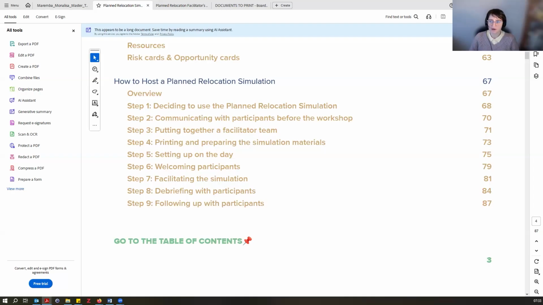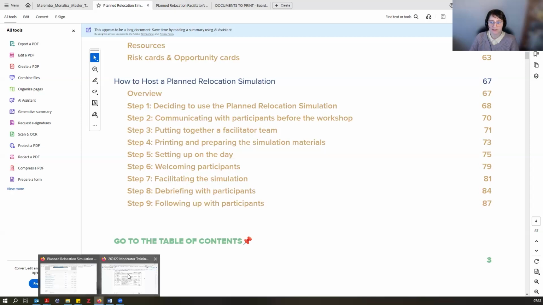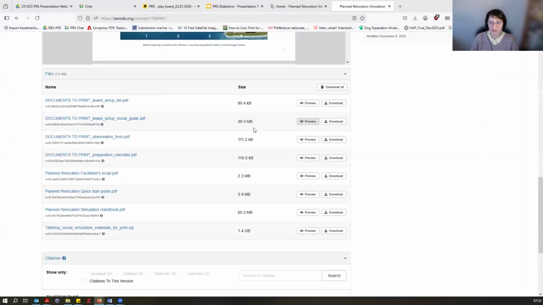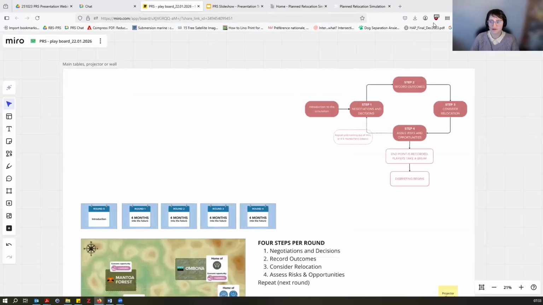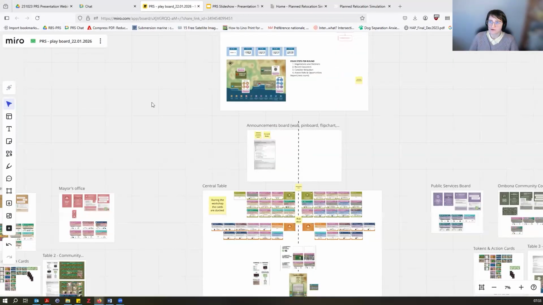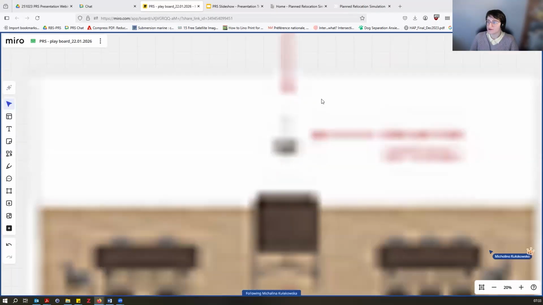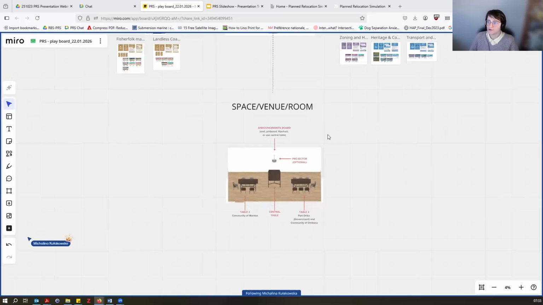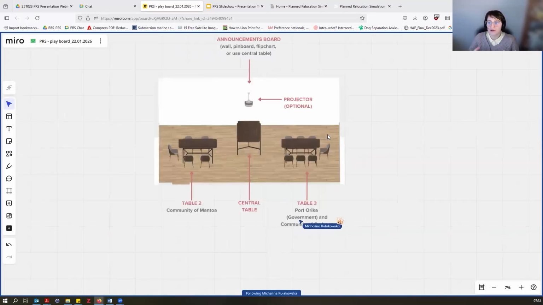There is, and maybe we can actually switch to Miro for that, some concrete specification that needs to be fulfilled so that you can organize the session. And the first of those requirements is the size of the venue and what the venue should include. First of all, depending on how many people you want to involve, the room that you are using for the simulation should be big enough to accommodate all of them freely walking around.